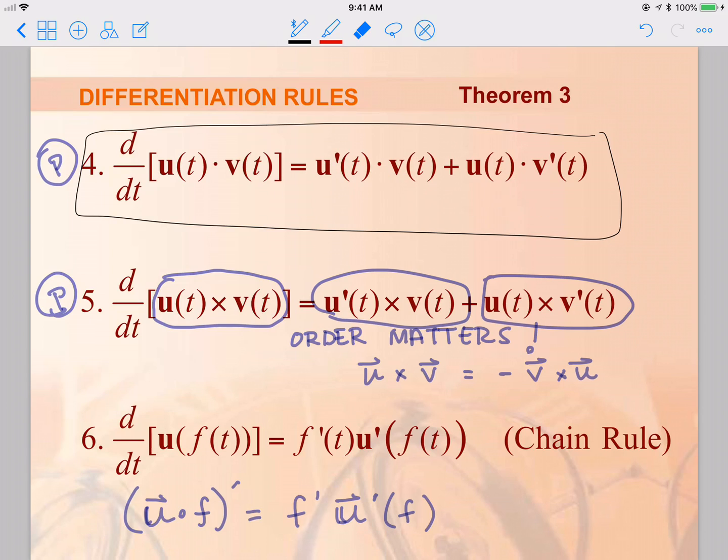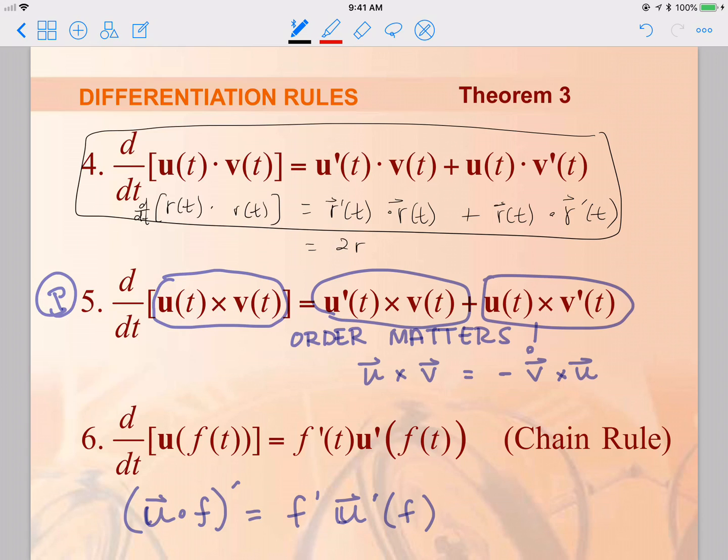So we're going to apply this formula with r(t) dotted with r(t). It's going to be r'(t) dotted with r(t) plus r(t) dotted with r'(t). So that's just going to be 2 times r dotted with r', right?